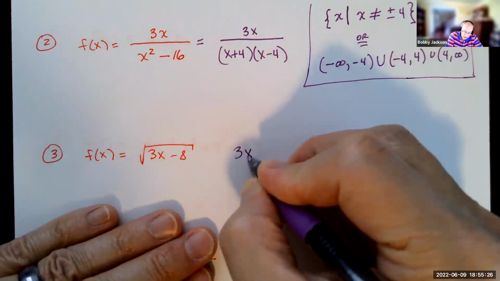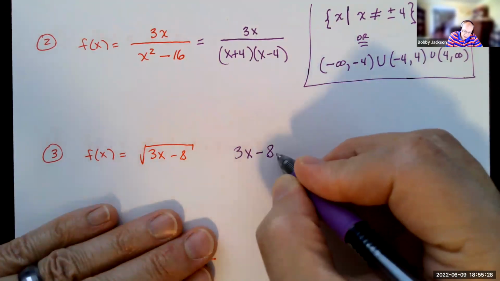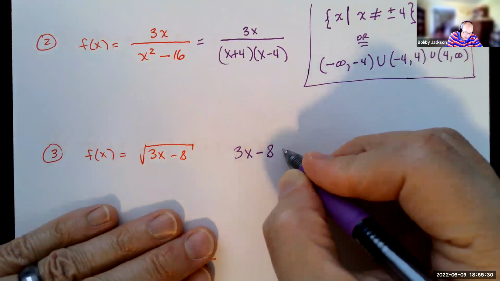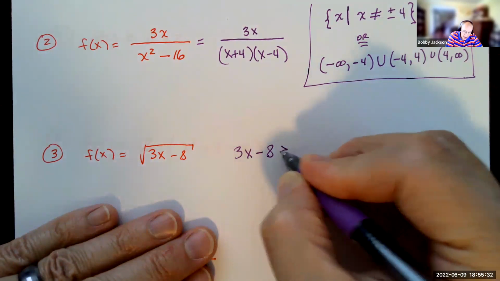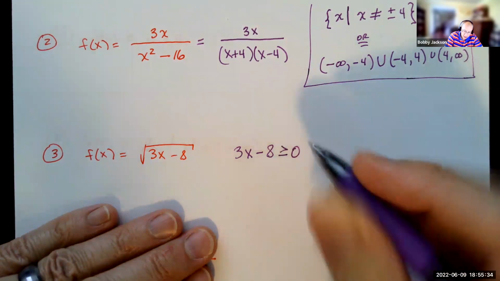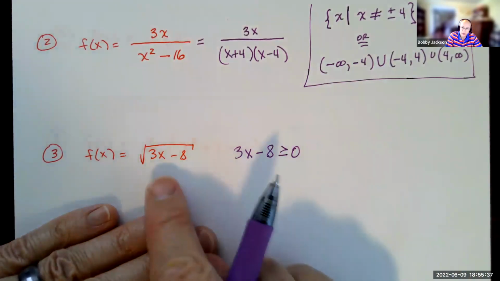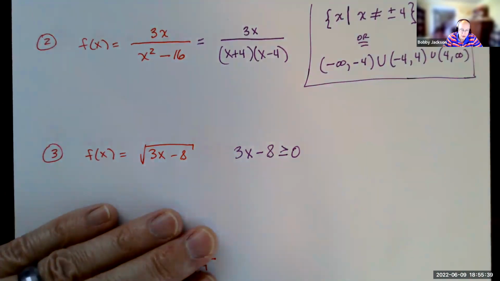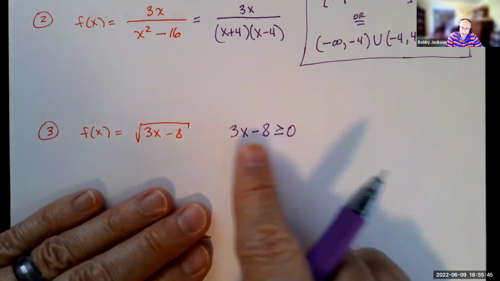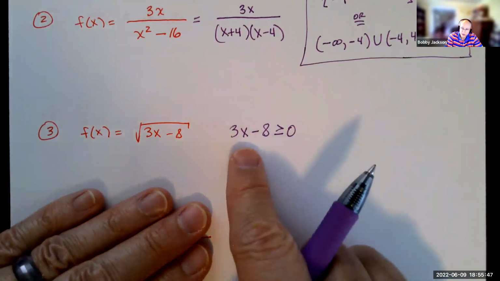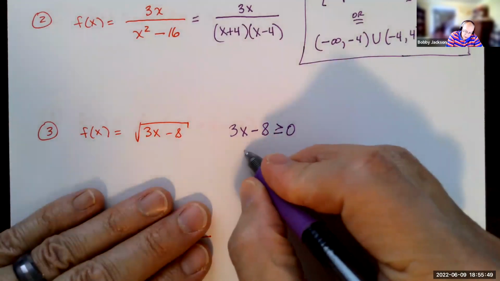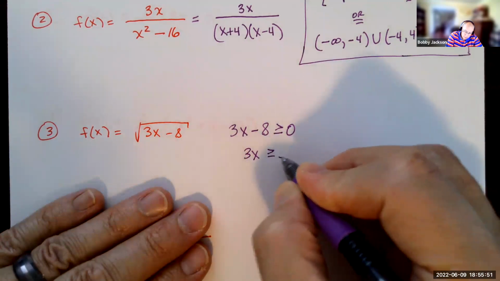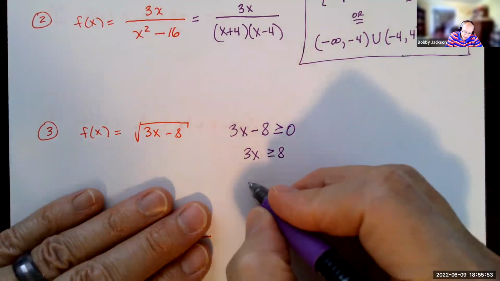That means I'm looking solely for 3x minus 8 to be not positive, but non-negative. And there's a difference. Non-negative, we include 0. In other words, 3x minus 8 could be 0 because the square root of 0 is indeed a real number, namely 0. But we solve this inequality. This is a linear inequality. So simply do what? Add 8 to both sides and then divide both sides by 3.